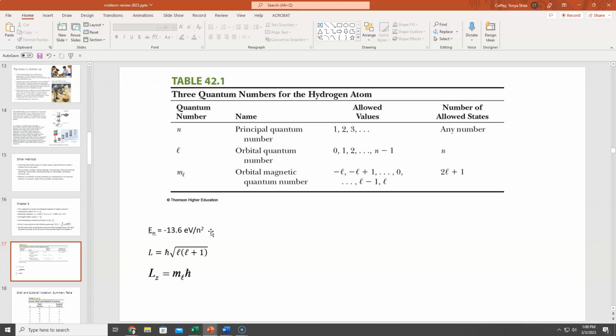So that equation is given by minus 13.6 electron volts divided by N squared. So something in the ground state where N is equal to 1 will have a binding energy. It will be bound by 13.6 eV.